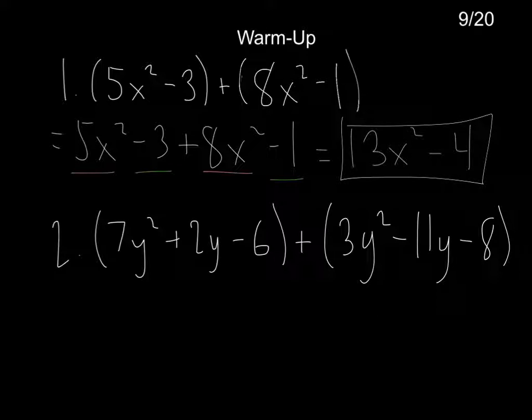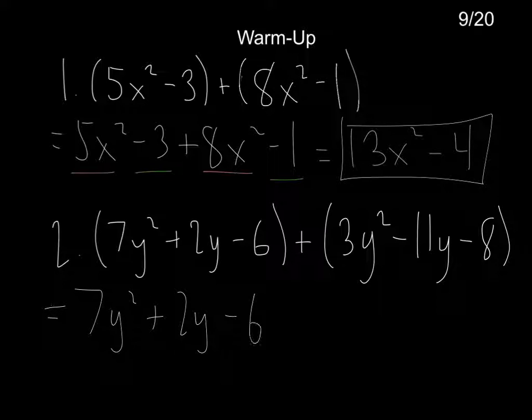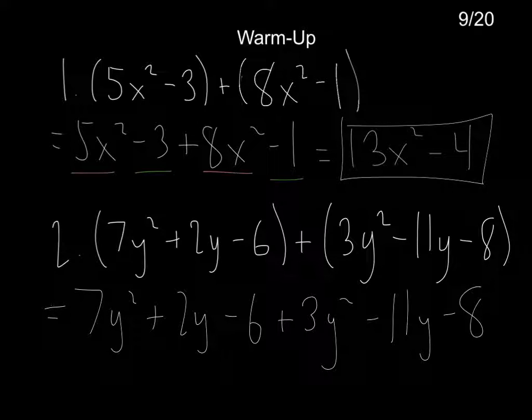And for number 2, same thing. I'm going to write this out without the parentheses. 7y squared plus 2y minus 6 plus 3y squared minus 11y minus 8. Alright, so I want to identify the like terms next. So let's see, I look for my y squareds, my highest degree. Let's make that green.